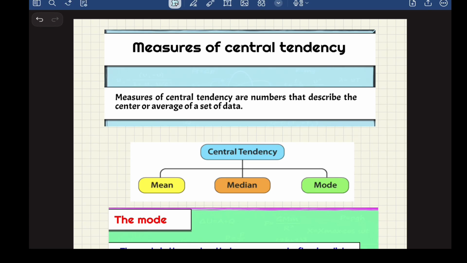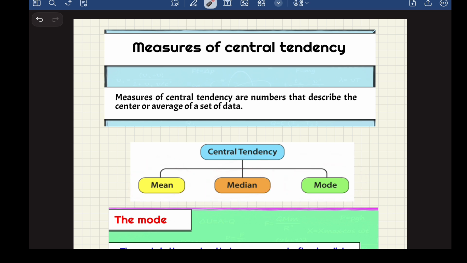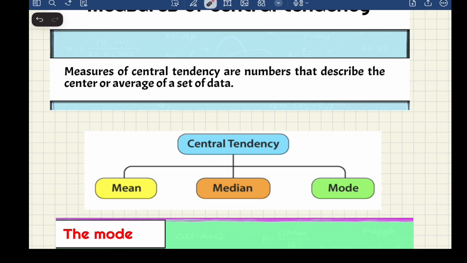Hello guys, again, this is a super fast recap about the measures of central tendency. First, what is this? Basically, we have three measures of central tendency: the mean, median, and mode, and they describe what is happening in the center or the average of the set data. It's a way to describe what is happening in the center of the data that we have collected. So again, we have only three: mean, median, mode.